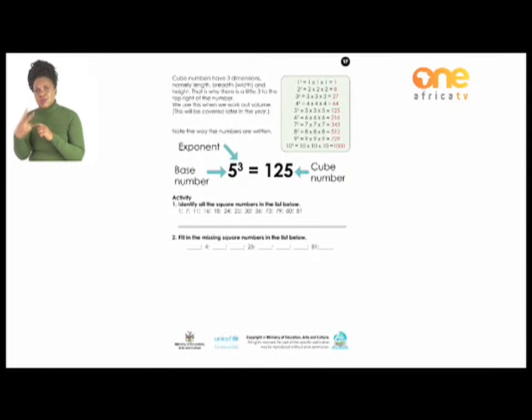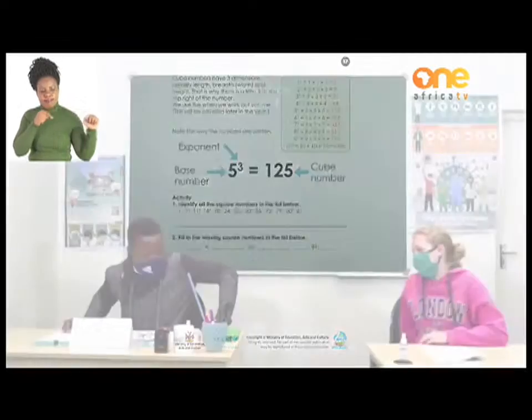4 cube gives you 64. 5 cube gives you 125. 6 cube gives you 216. 7 cube gives you 343. 8 cube gives you 512. 9 cube gives you 729. And 10 cubed gives you 1,000. So with that, allow me to go to the chalkboard so that I can explain this in much detail.